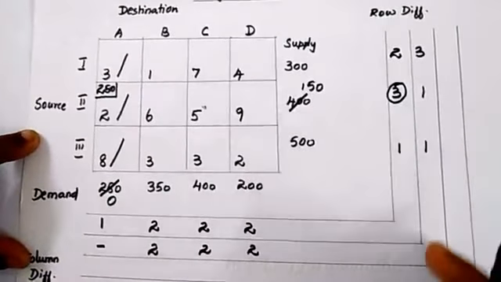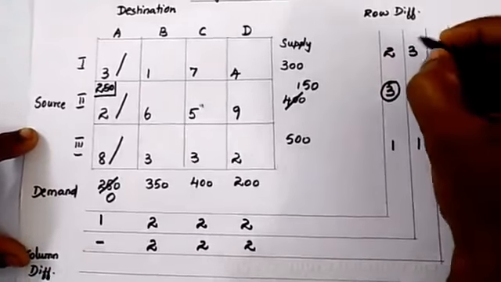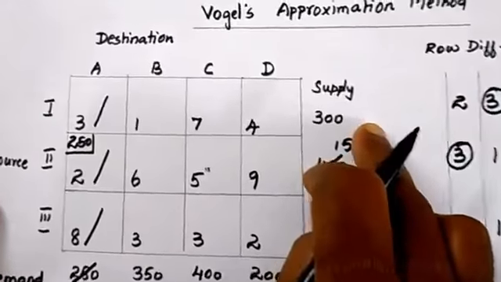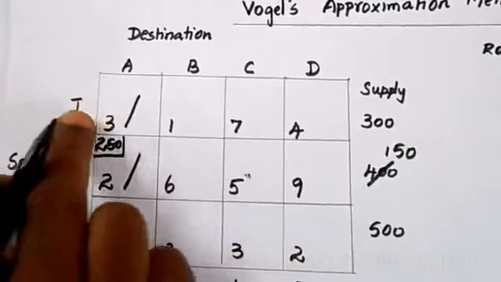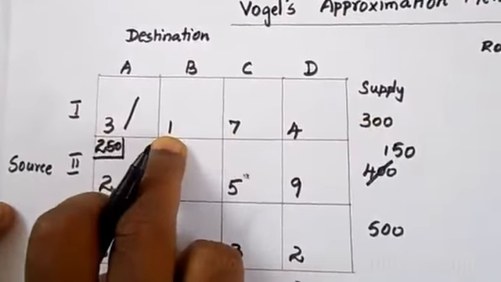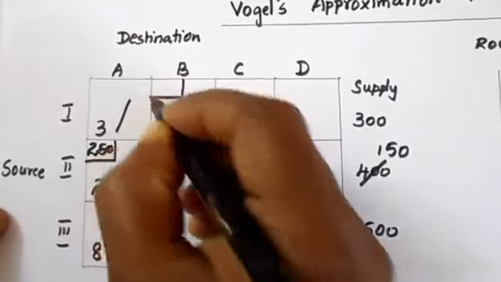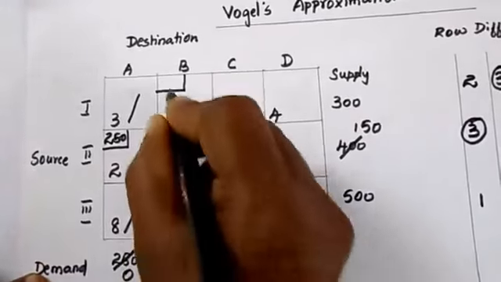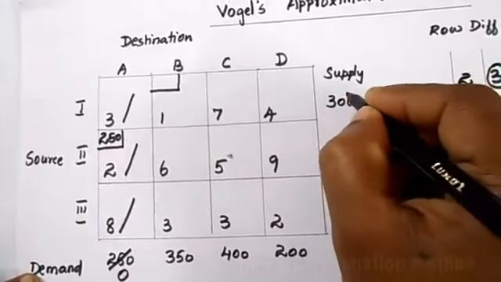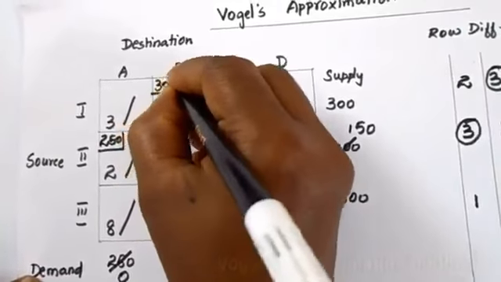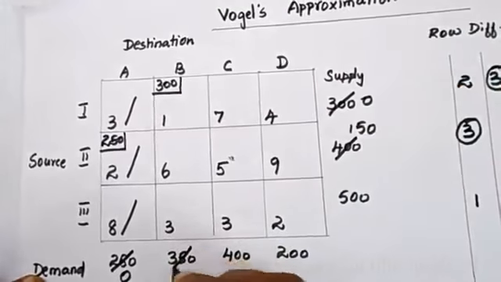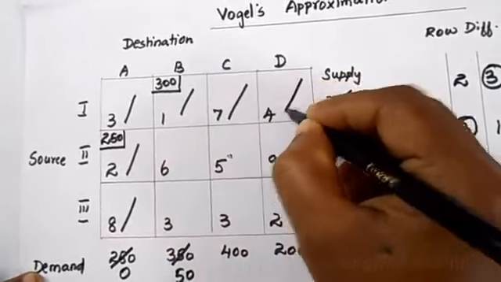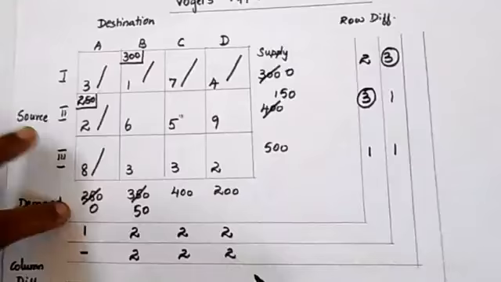So among these values, find out the maximum value. 3 is the maximum value. Just select. This occurs in row 1. Again you have to find out the least cell in this first row. 1 is the least value. Just select this cell and enter either demand or supply, whichever is less. Demand 350, supply 300. Supply is a lesser value. Just put 300 here. You will get 0. Here you will get 50 balance. So this row got 0, no? Just delete the entire row.